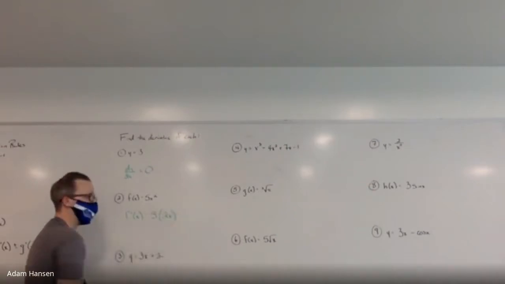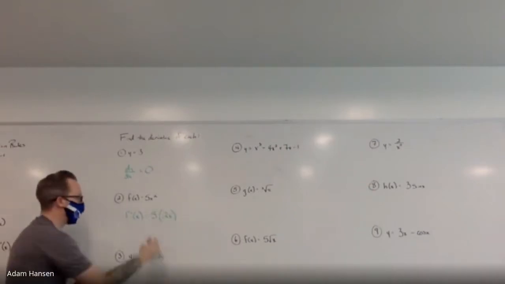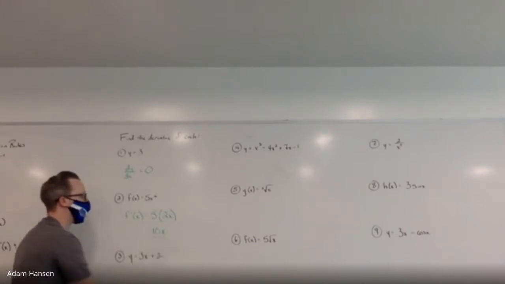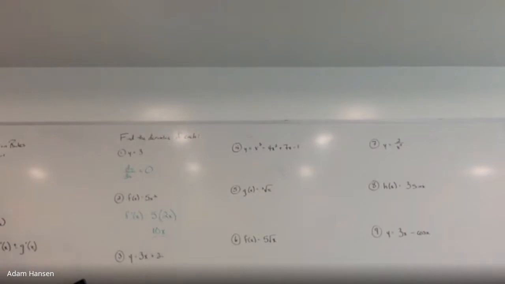Can I simplify that? 10x. The derivative of 5x squared is 10x. 5 times 2 is 10, the extra x. Does that make sense?